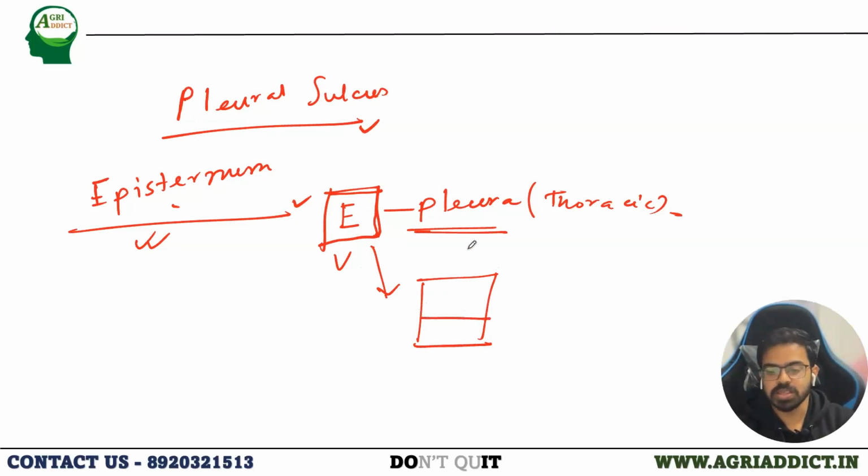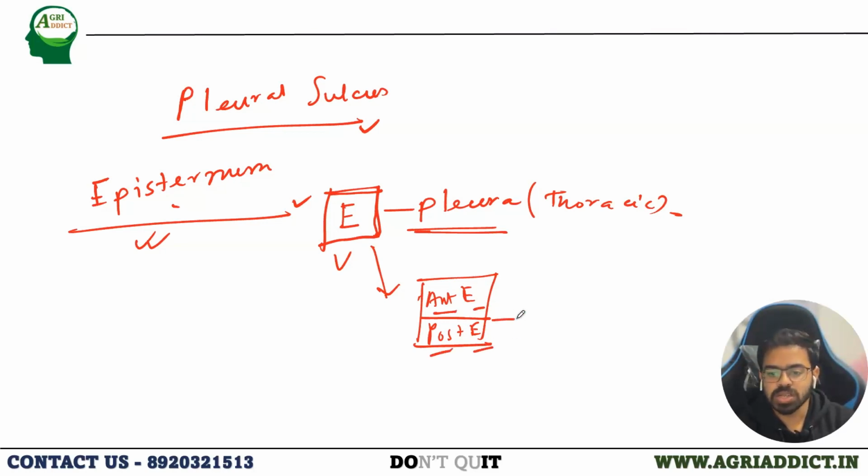For more understanding, you should know that episternum is divided into two portions. This is the anterior portion, known as the anterior episternum, and the posterior episternum. There is some specific terminology I have not remembered right now. So it is anterior episternum, posterior episternum.